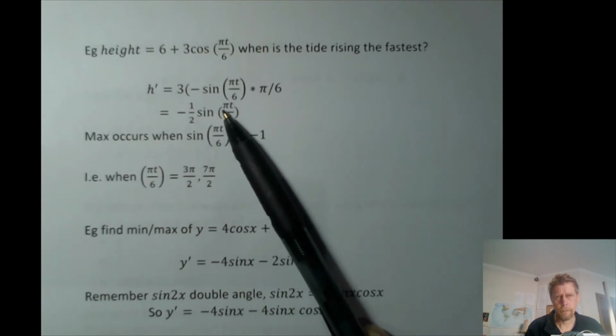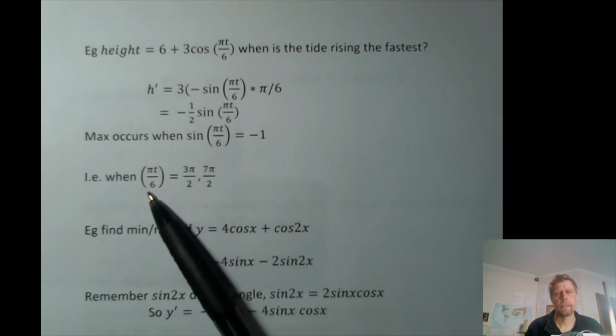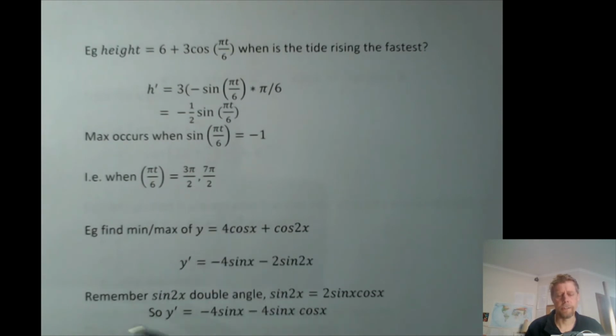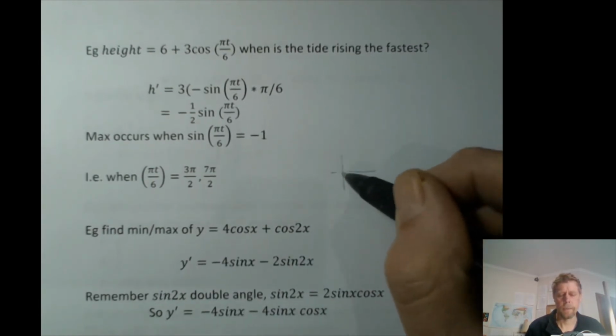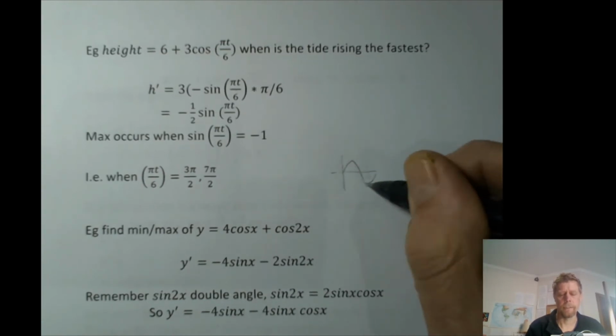So the maximum occurs when this sine term is minus 1, and from there you can say that pi t over 6 equals 3 pi over 2, which is your 270 degrees. You can see how sine is minus 1 there at 270 degrees.